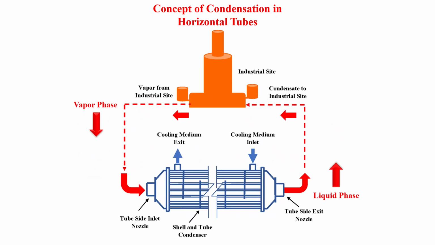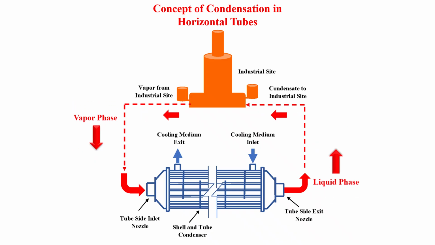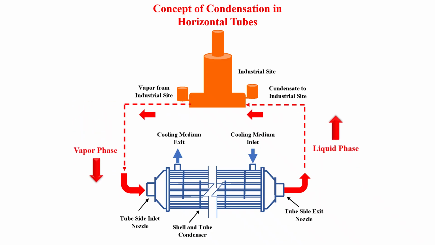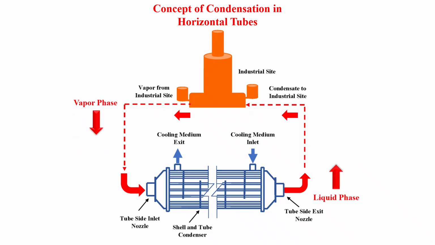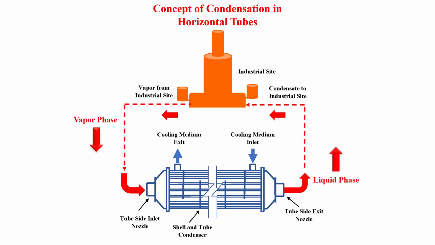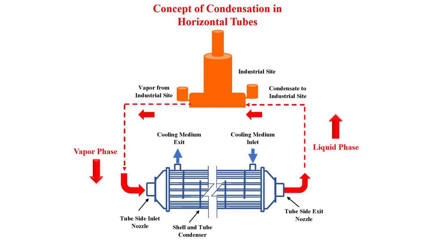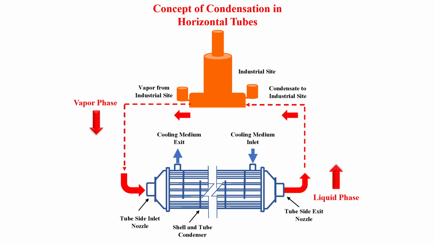The concept of condensation in horizontal tubes can be described by the illustration as shown in this figure, where we have an industrial site in which a condensation process is involved in these layouts and units of the process in the industrial site.